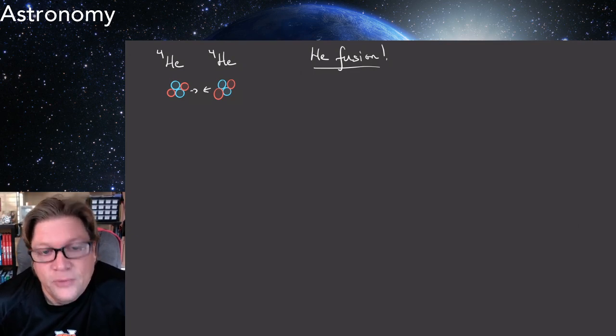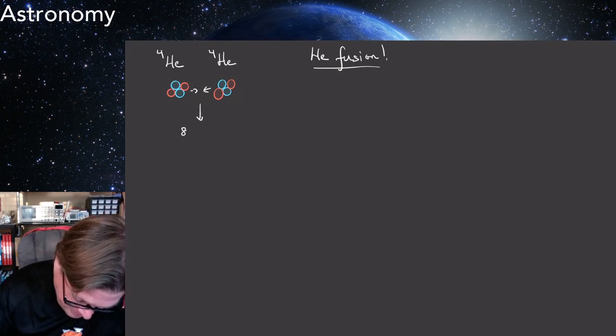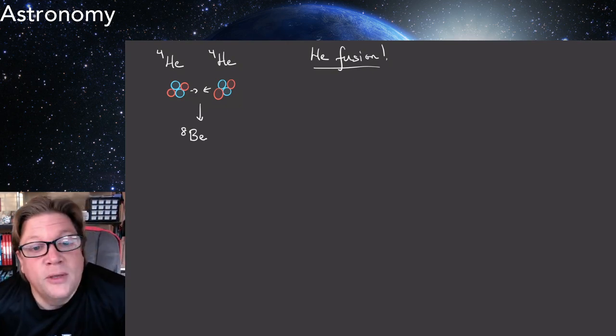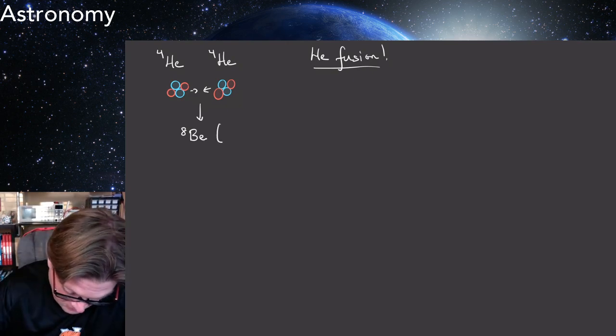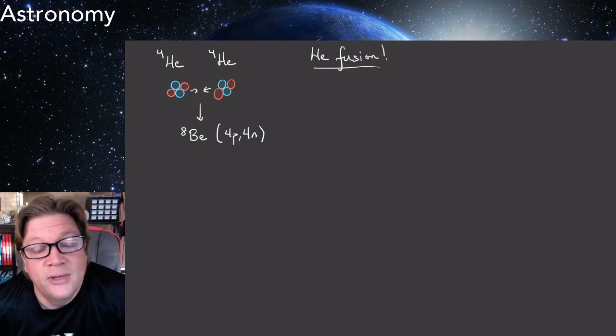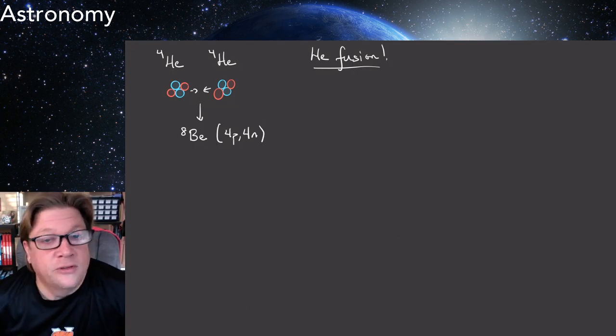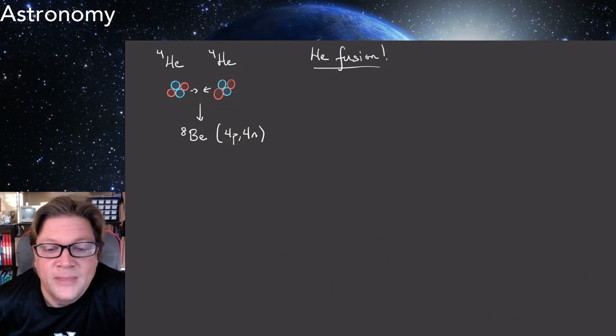Well, your first inclination is that you get something with 4 protons and 4 neutrons, right? What element has 4 protons? What's element number 4? Beryllium. So this is what you think you would get. That's perfectly reasonable. It turns out that's not what you get. Nature is a funny thing.